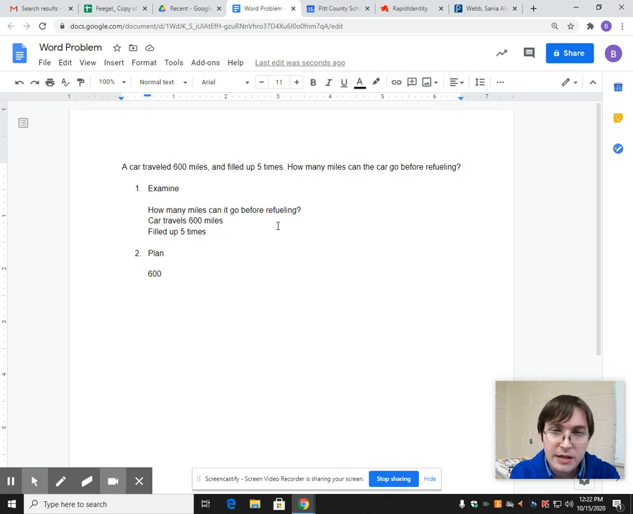And that gives me an idea, because since it had to stop 5 times, I think that I could somehow calculate how many miles it went between each of those stops. And I think the best way to do that is going to be to divide. 600 divided by 5. Now, this is a problem that has a nice round number, so it would be easy to solve it right here. 600 divided by 5.